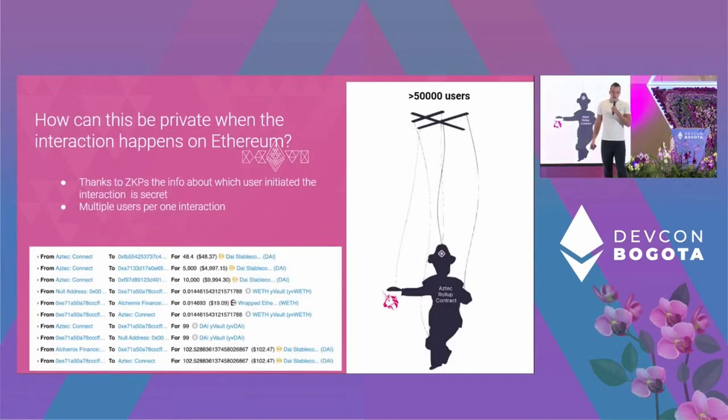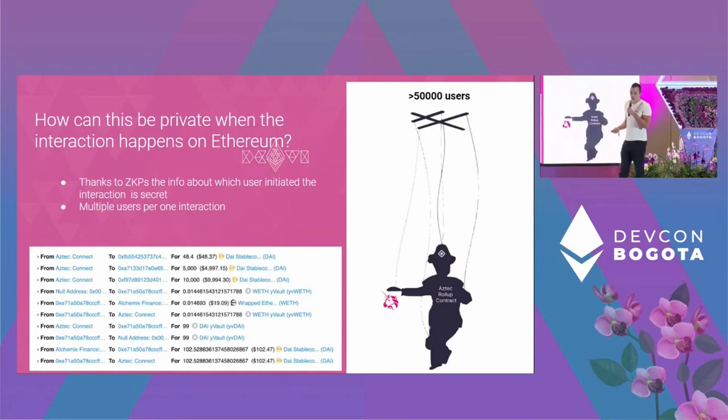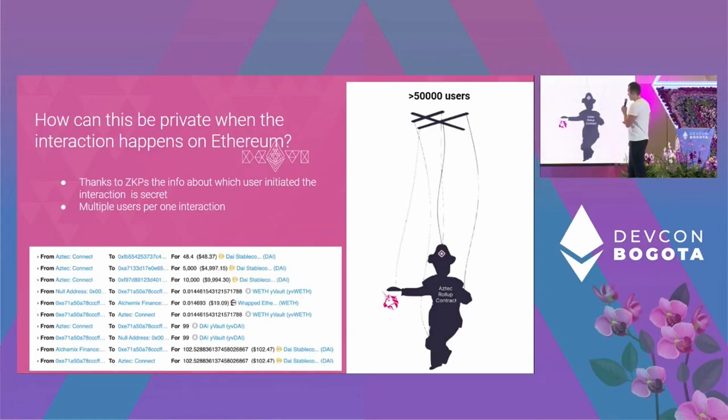So you might be asking, how is it possible that this is private when the interaction actually happens on Ethereum? And this is a good point. Here in the left bottom corner, we can see what the token transfers look like. And this looks pretty not private, but thanks to zero knowledge proofs, nobody can distinguish who actually originated this interaction. And also, there can be multiple users per interaction, so these balances get even more obfuscated.